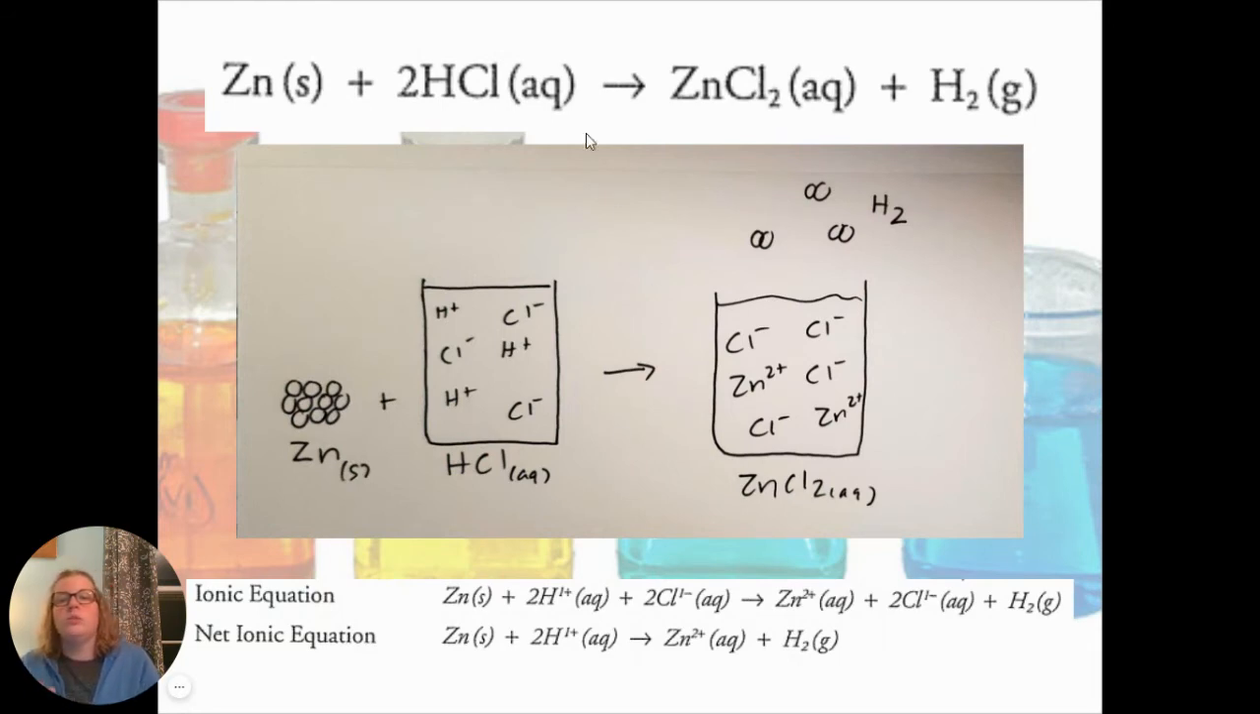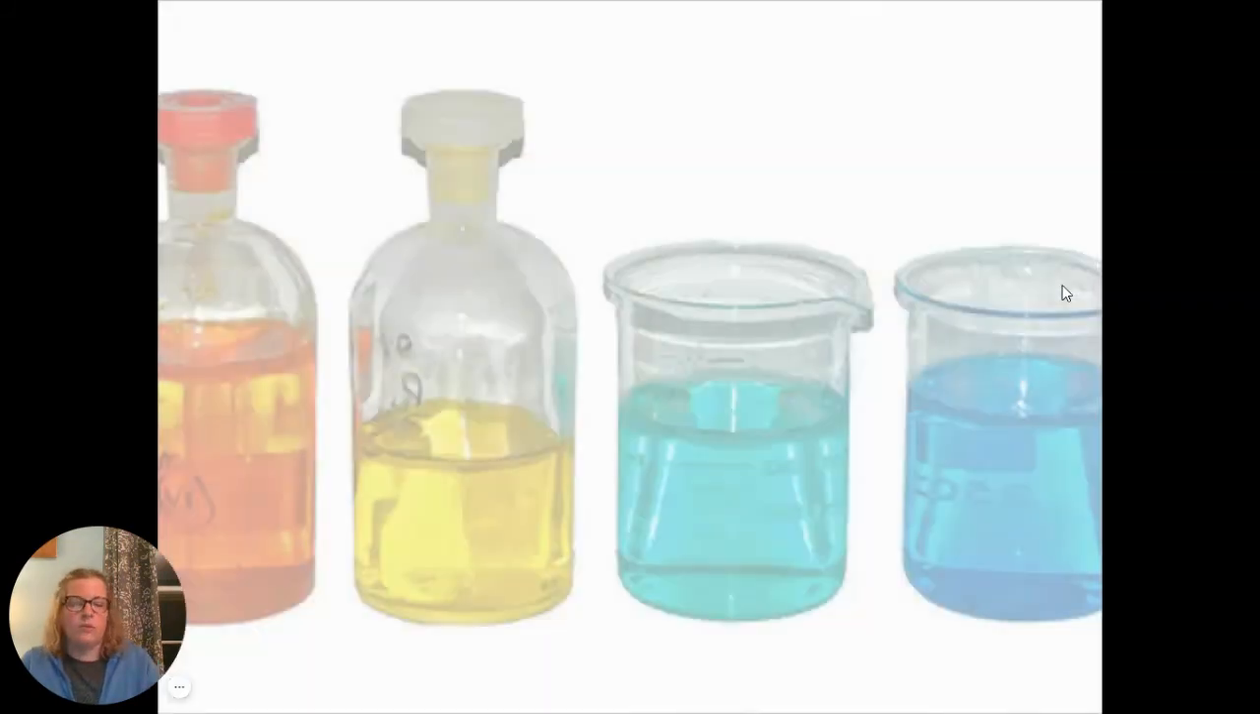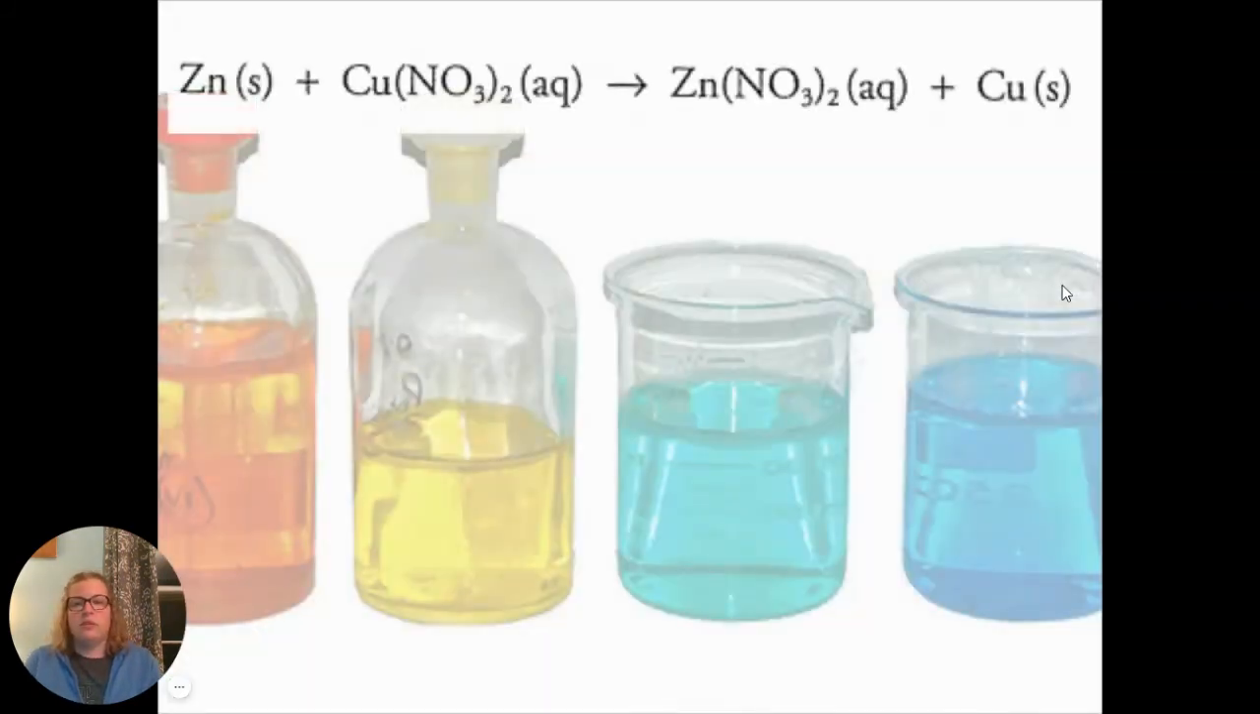So what we do is we leave those spectators out and we don't really care about them, okay? I would say it is important to be able to visualize these, and then if you can visualize what is not changing, you don't have to write the complete ionic equation. So we're going to do another one, and hopefully you can get this one figured out.